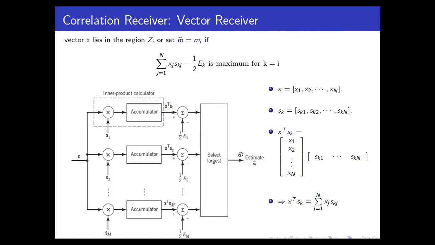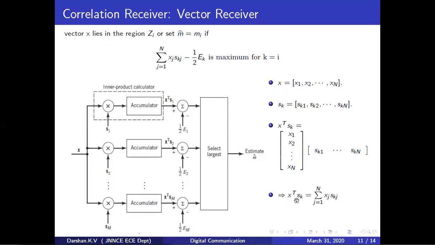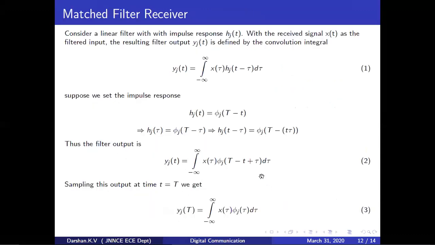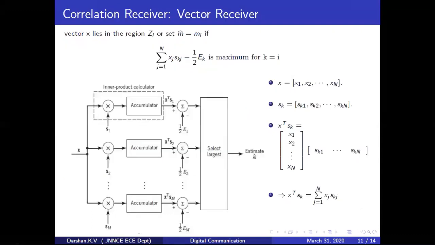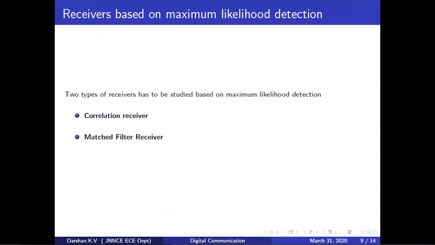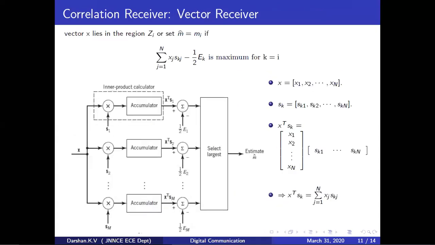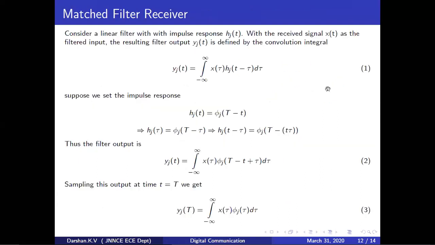So now the next thing is a different type of receiver, called the matched filter receiver. Remember one thing: whatever receivers we are studying, the two types, correlation and matched filter receiver, are both based on maximum likelihood detection. Hope you have understood the correlation receiver. So the next thing is, let us start the matched filter receiver.